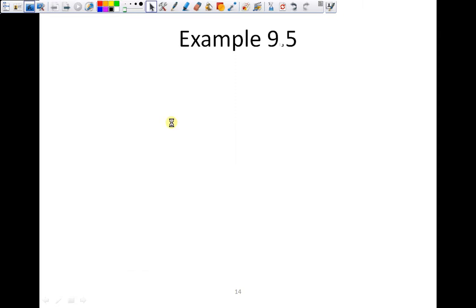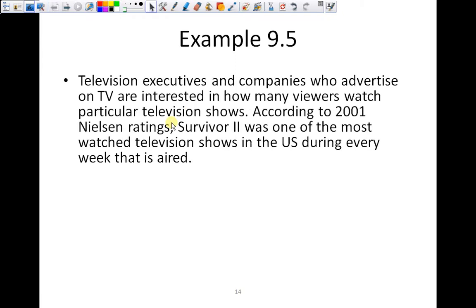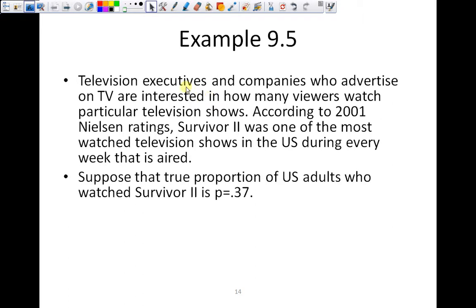So I'm going to look at an example here. It says television executives and companies who advertise on TV are interested in how many viewers watch particular television shows. According to 2001 Nielsen ratings, Survivor 2 was one of the most watched television shows in the U.S. during every week that it was aired. Okay. So suppose that the true proportion of U.S. adults who watch Survivor 2 is 0.37.